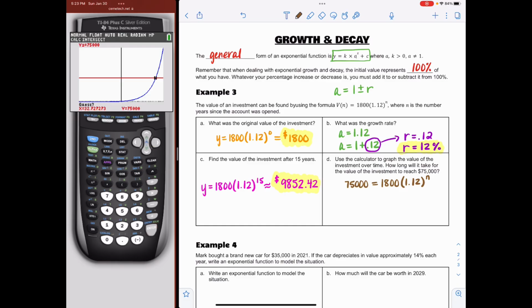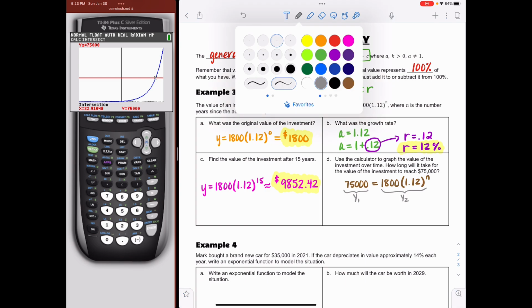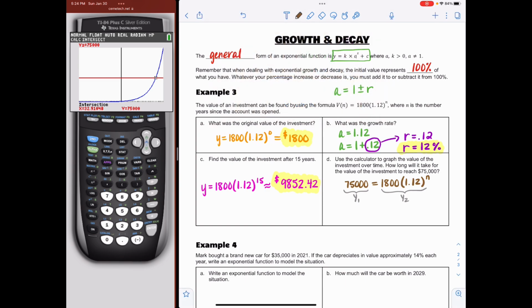And then I'm going to press enter 3 times. And when I do that, I end up seeing that my intersection is located when n or x is equal to 32.